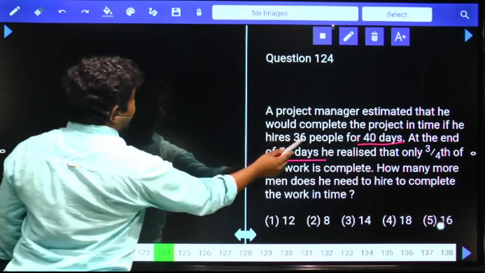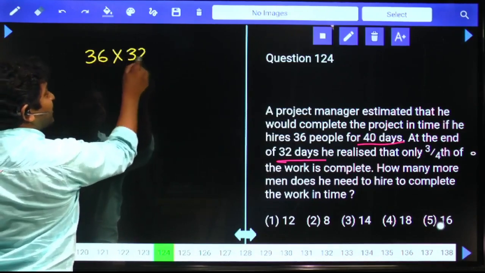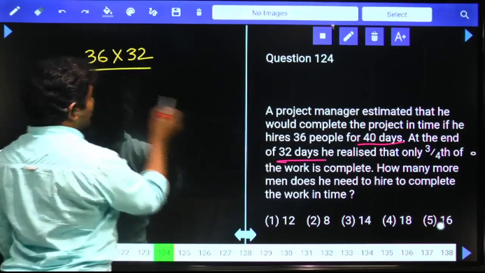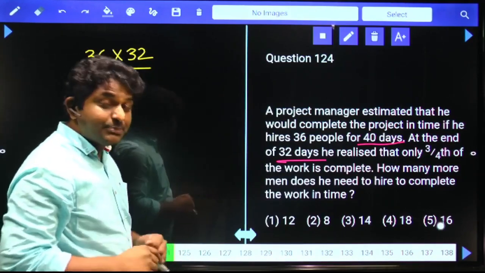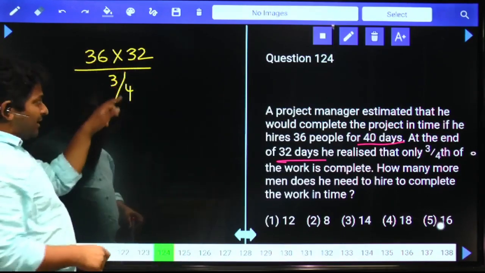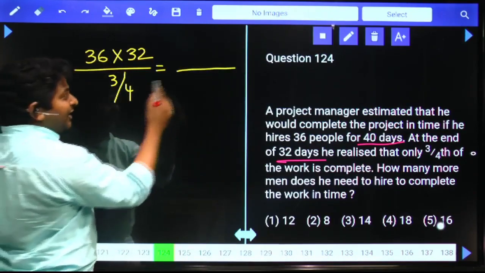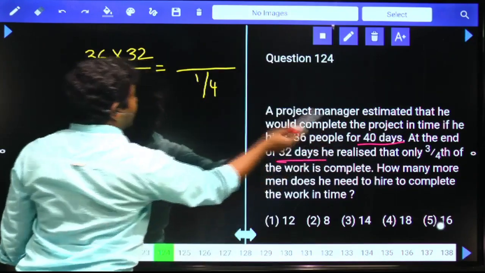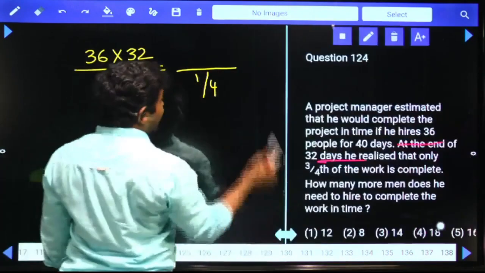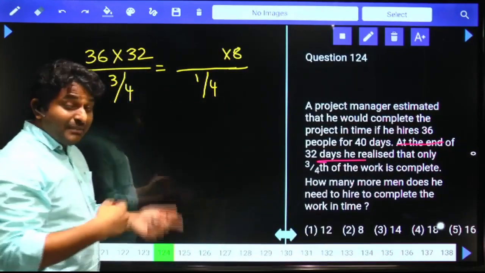How many people started? 36 people. 36 people started. They worked for 32 days and finished only 3/4 of the work. We are using M1 D1 by W1. If 3/4 work is already done, how much is remaining? 1/4. Out of 40 days, if 32 days are already over, remaining number of days? 8 days. And we need to have extra manpower.